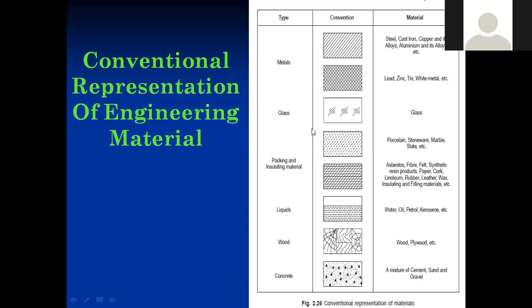Okay. Now see here again, packing material. Porcelain, stoneware and marble slates, such types of materials are there. If we want to show such materials in the conventional manner, then how can we show that? First of all, we will see that, and then again the insulating material. Such type of material is packing material. Just remember these materials: porcelain, stoneware, and marble. Okay, simple.